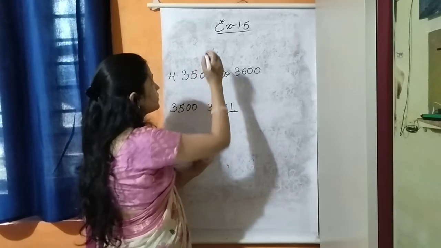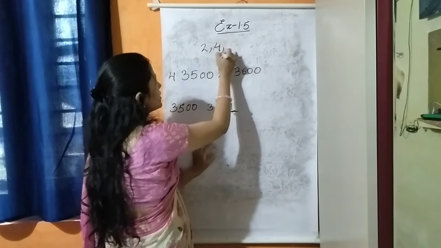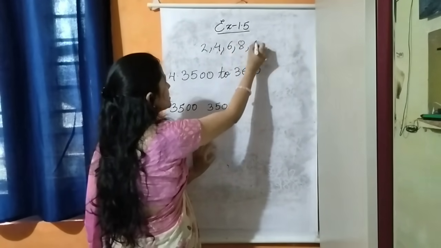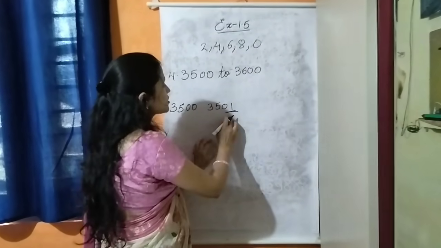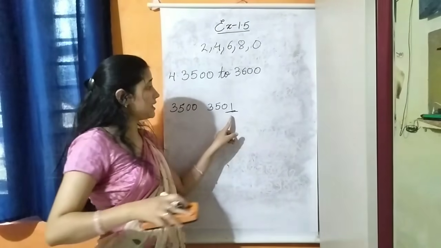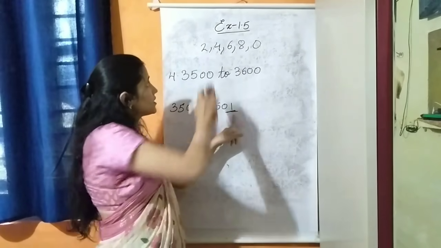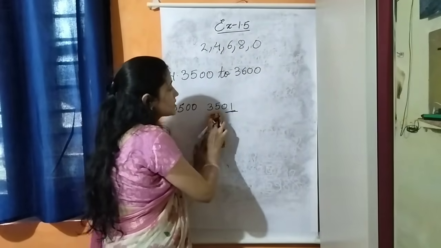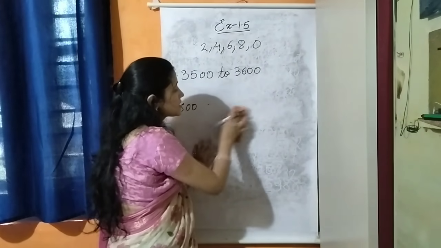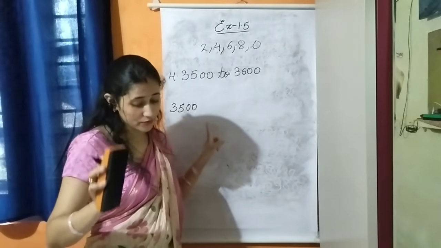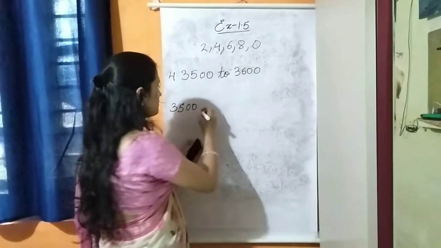Which numbers I gave you? 2, 4, 6, 8 and 0. If these numbers are at ones place, then the number is even, otherwise the number is odd. Okay, so 1 is not given here, that means 3501 is not an even number. And what we have to write? We have to write the even numbers only.